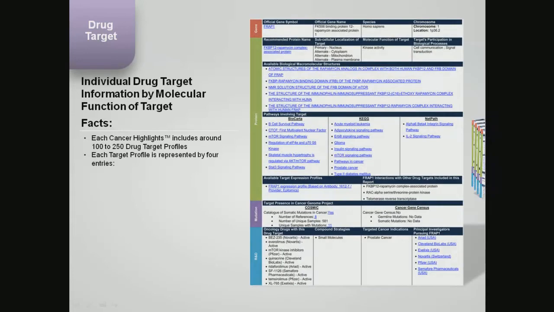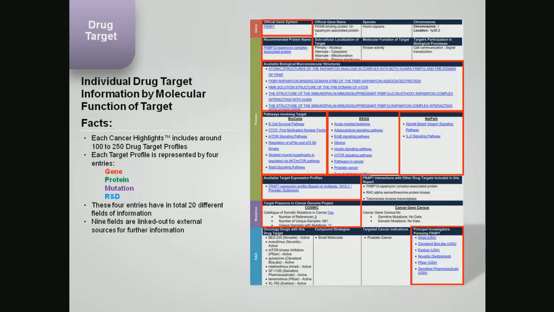by 4 entries: gene, protein, mutation, and R&D, and these 4 entries combine to give a total of 20 different fields of information. 9 fields indicated here by red boxes are linked out to external sources for information. The key value of these tables is that they provide you with an executive level of understanding of each target and its involvement in current research and development in oncology.